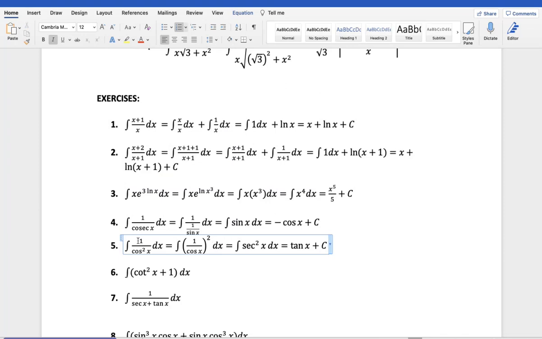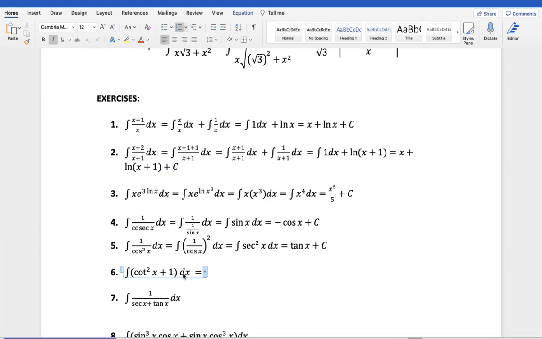Another way you could have done it is you could have changed this 1 here in the numerator to cos squared plus sine squared, because remember from the trigonometric identities, cos squared plus sine squared is just equal to 1. So you can replace this 1 in the numerator with cos squared plus sine squared, and then you simplify, but you would end up having the integral of sec squared again, which will give you the same final answer, tan x plus c.